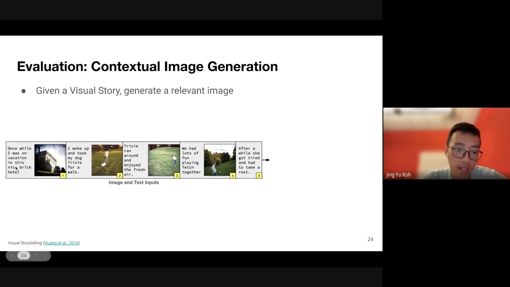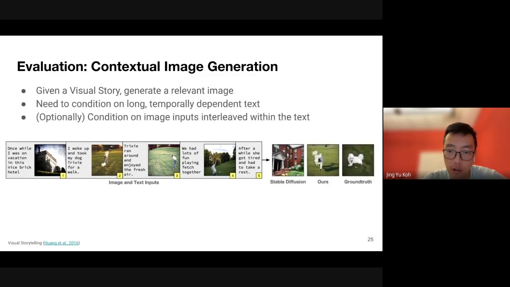Visual storytelling consists of a sequence of text and image inputs. This usually describes some kind of story that someone is telling. So the inputs might be like, I was on vacation in this nice brick hotel. I took my dog Trixie for a walk, and so on. And the task that we describe here is you have to generate the last image corresponding to the fifth story sequence. So after a while, she got tired and had to take a rest.